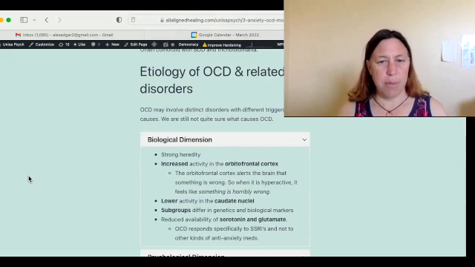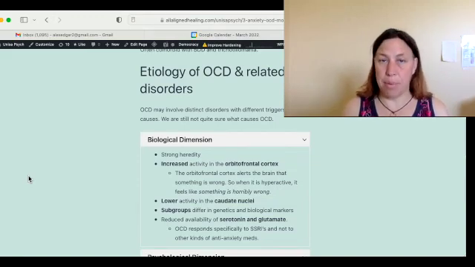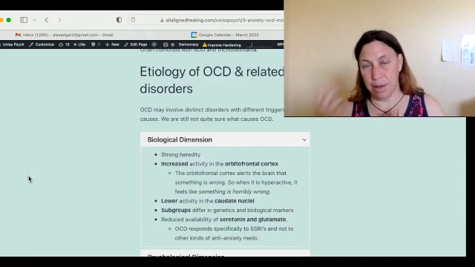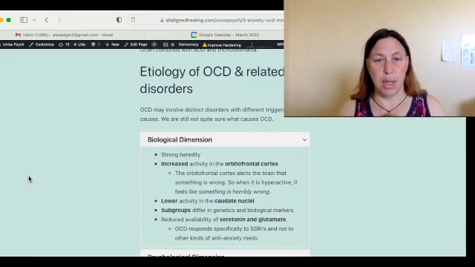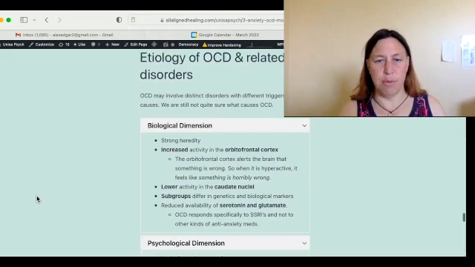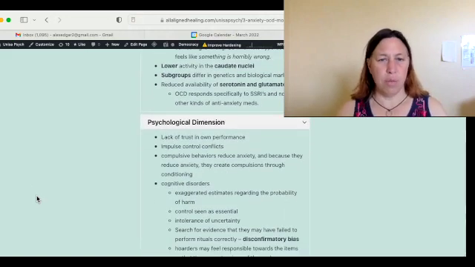So there's different subgroups for genetic and biological markers. There may be reduced availability of serotonin and glutamate in some people. So some people respond very well to serotonin reuptake inhibitors, selective reuptake inhibitors, and others not. Okay, and they don't respond to other anti-anxiety meds. So the orbitofrontal cortex, SSRIs, caudate nuclei is down, and there may also be a glutamate deficiency of that neurotransmitter in the brain. Okay. Lack of trust in your own performance.